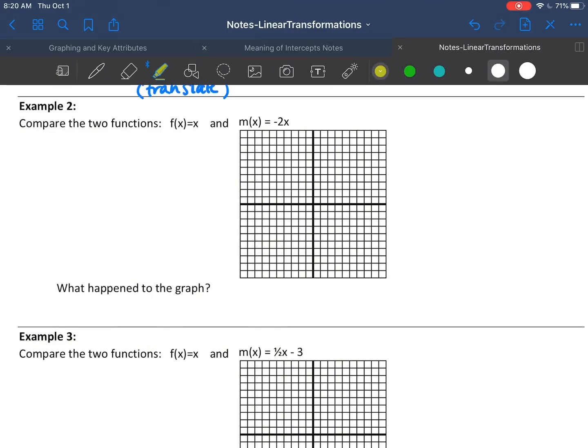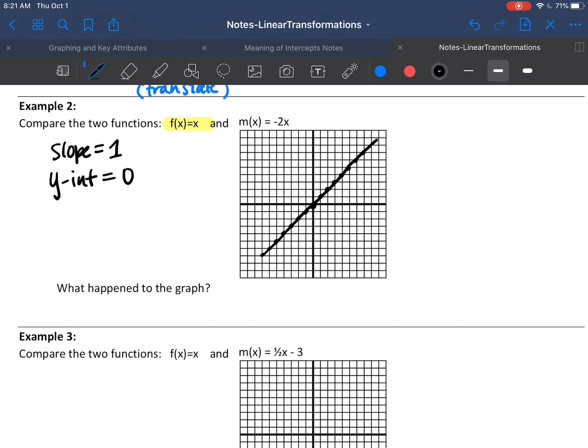All right, example 2. We are once again starting with the linear parent function with a slope of 1 and a y-intercept of 0. So I'm going to put him on the graph. Anytime you see f of x equals x, that's the linear parent function. The slope is 1 and the y-intercept is 0. You don't actually see those numbers because they're lazy and they don't write them, but you know they're there. This time m of x equals negative 2x. It has a y-intercept of 0, because there's no plus number, so you can add that plus 0 after the x.